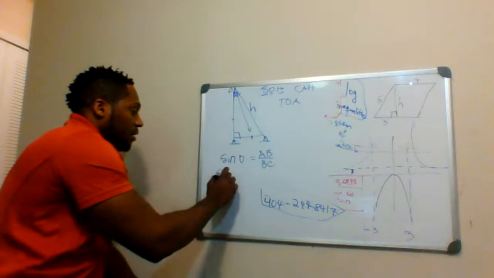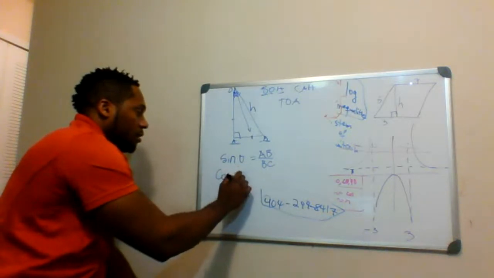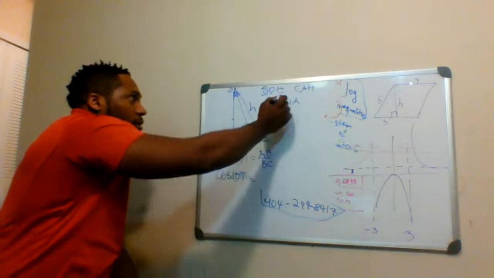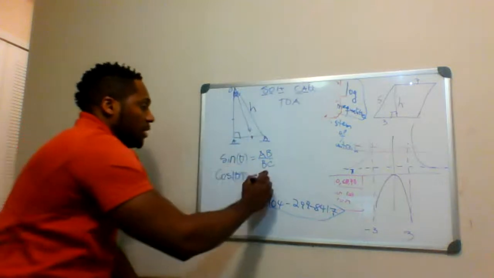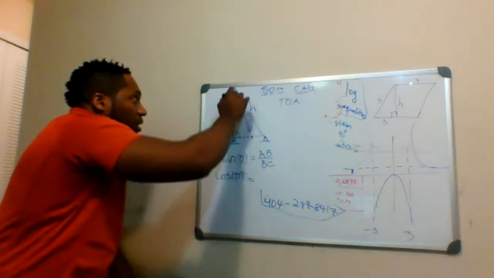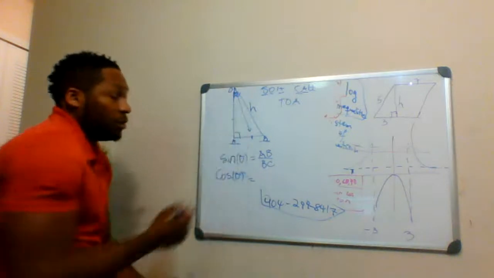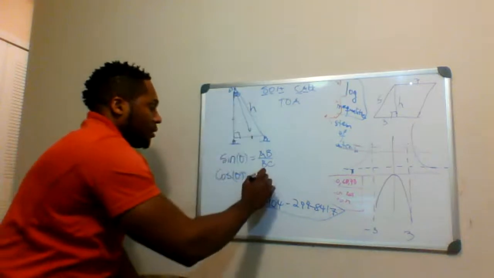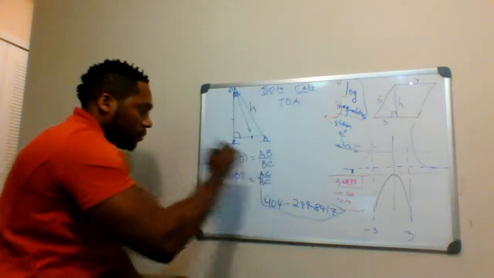The cosine of angle theta is going to be, cosine is adjacent over hypotenuse. So cosine is going to be the adjacent, adjacent in respect to the angle. The angle theta here, what's adjacent to it is next to it, AC. AC divided by the hypotenuse BC.